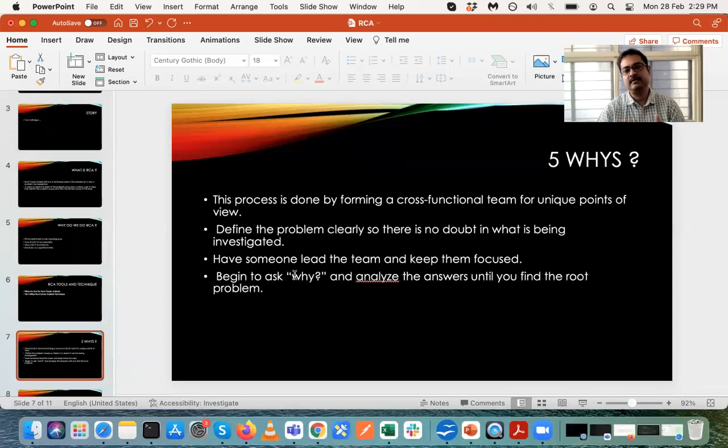In the 5 whys, we actually ask why 5 times. When the problem happens, we ask why it happened, and we try to dig deeper. The idea is to keep asking why so that you dig deeper and go to the root cause of the issue, not stop at the superficial level. If you ask why 5 times, you go to the root cause of the problem and you try to fix the root cause. Okay, so that's the 5 whys technique.